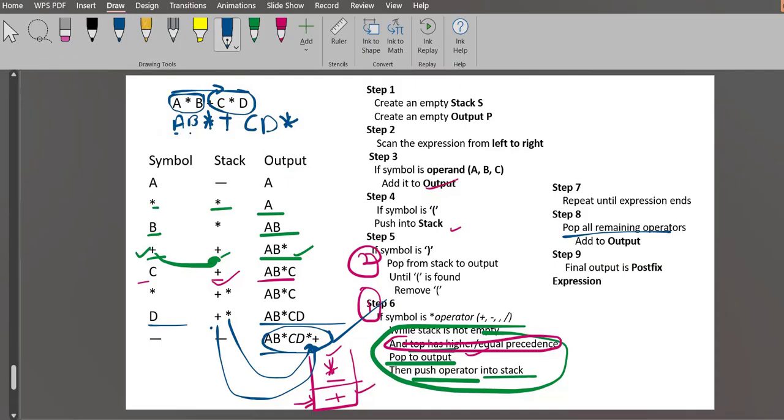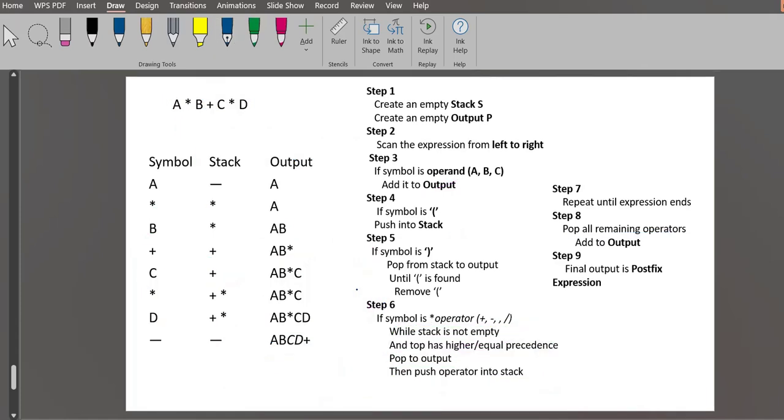Done. Now assume this thing as one and this thing as another. You will see here a b multiply, right, and c d multiply, right, and then plus. So this will be your same answer. This is how you can solve infix to postfix. Now let's check out another one.